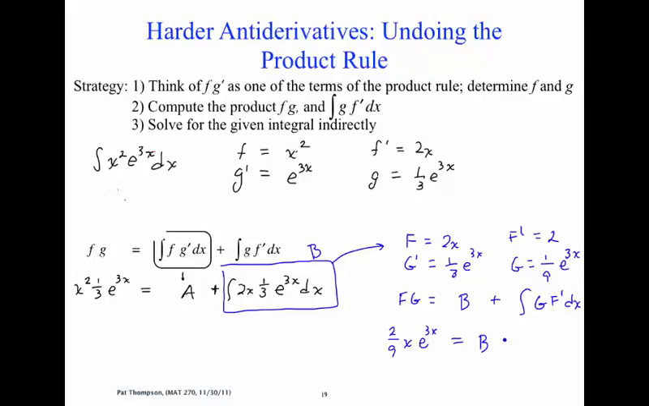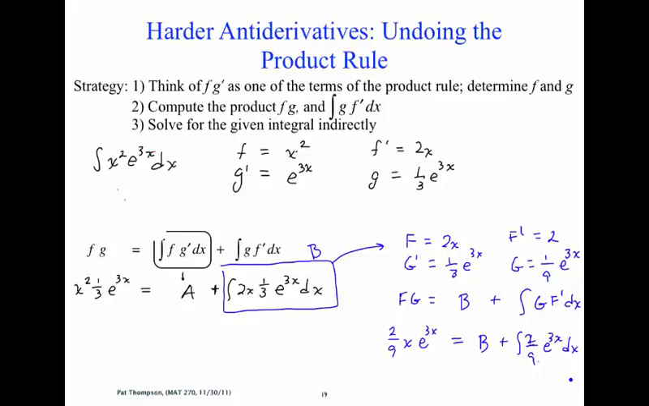It's b plus integral g, which is 1/9 e to the 3x times 2. So I'll just throw the 2 up top here. There's our f prime. Did I fill everything in correctly? This is f times g plus equals what we want plus integral g f prime. So this is our f prime, and then g is the 1/9 e to the 3x. I think I got it. Agree? Yes, sir. Yeah, please.